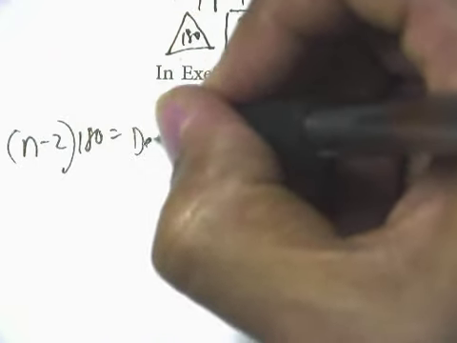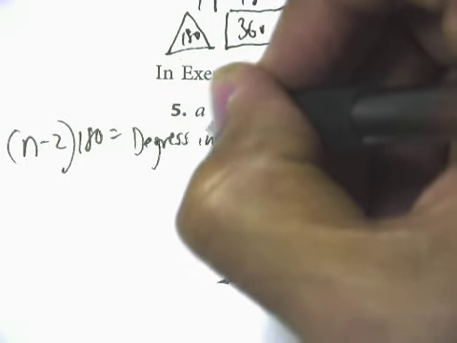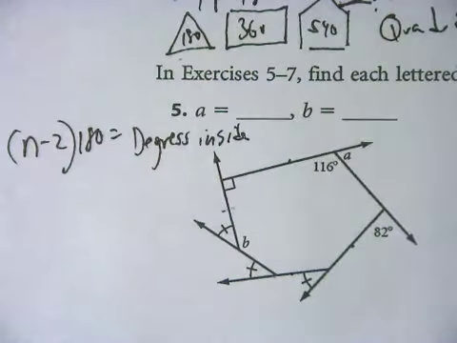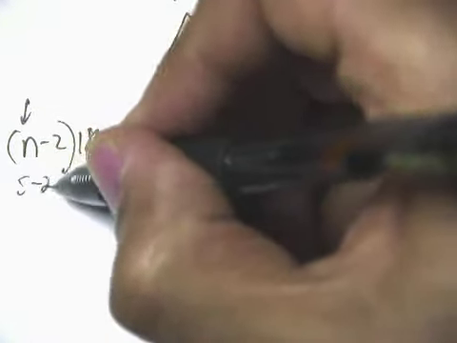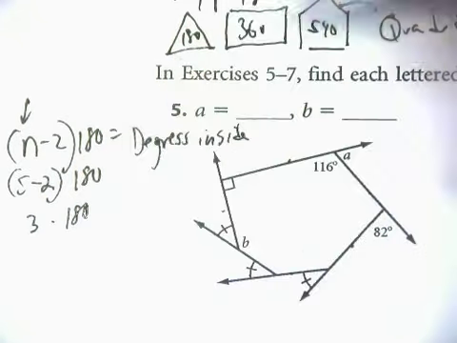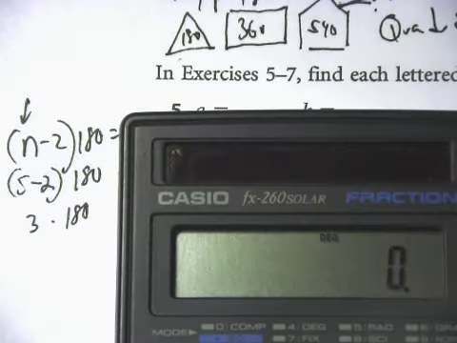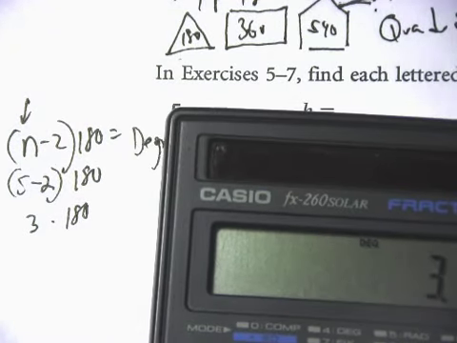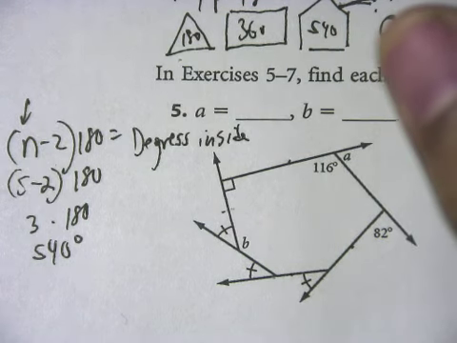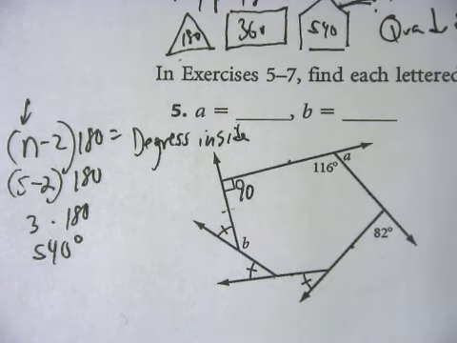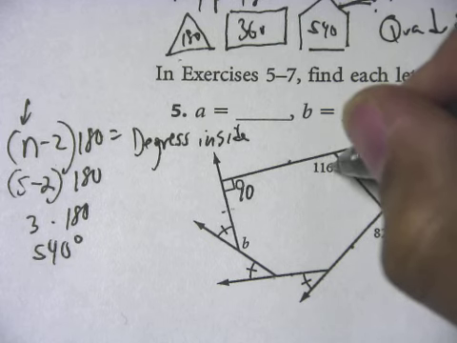And the first thing I want to know is, how many degrees should a pentagon have? For that, I use my formula, which says n minus 2 times 180 is equal to the degrees inside a polygon. I know I have 5 sides here. N represents the number of sides, so it's going to be 5 minus 2 times 180, which is 3 times 180. And I think that's 540. Let me just double check here. 180 times 3 is equal to 540. So a pentagon has 540 degrees.